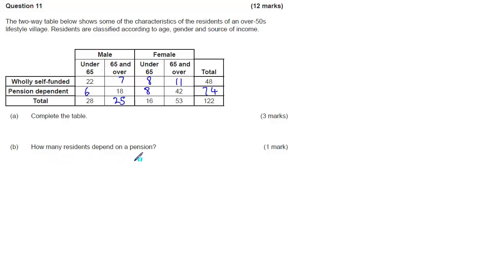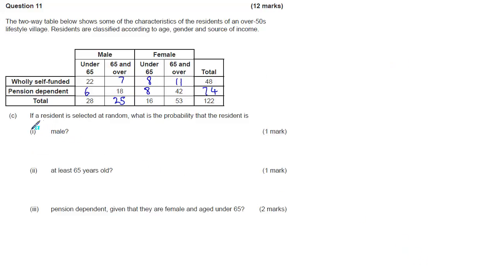How many residents depend on a pension? So pension dependent, and the total there is 74. If a resident is selected at random, what's the probability that the resident is? So probability, we can see there's a total of 122. That's going to be the denominator for our probability, except in a conditional probability situation as we have in part 3. So straight away we can write down 122 here.